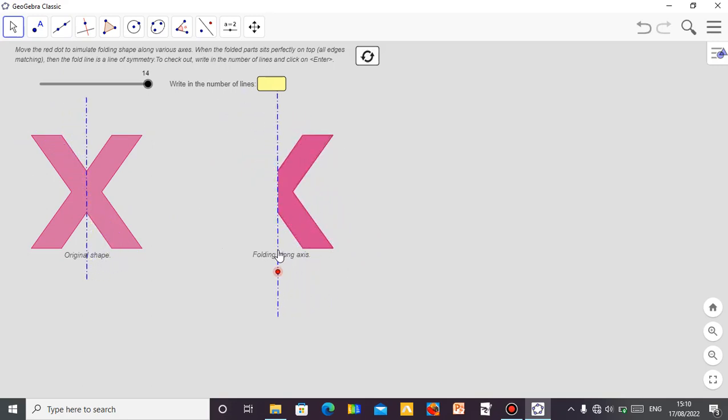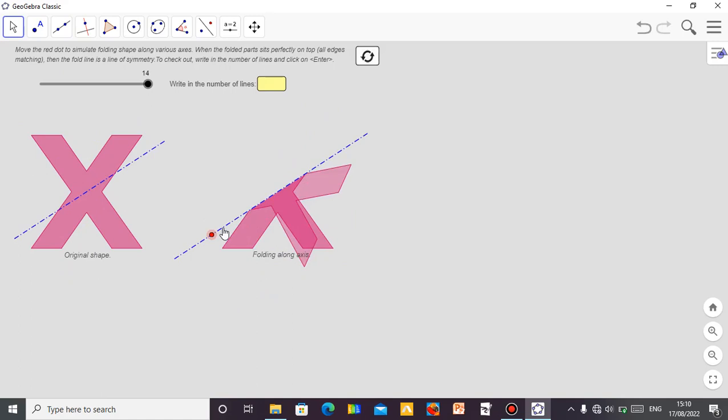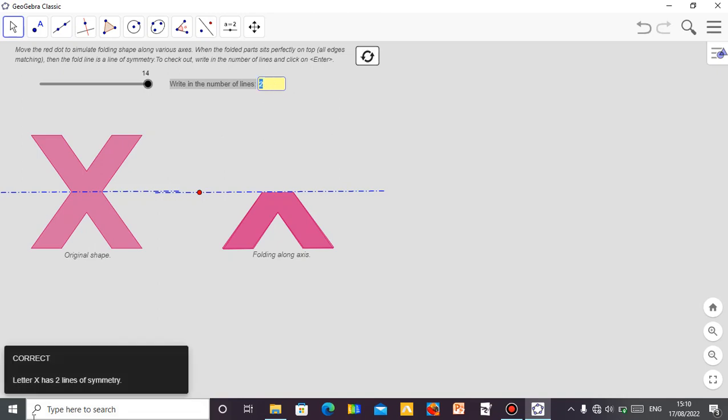We have done this before. That is 2 also. We did this before. So that means X has 2 lines of symmetry. Type it in this place and click on 2 and enter. See, correct. X has 2 lines of symmetry.